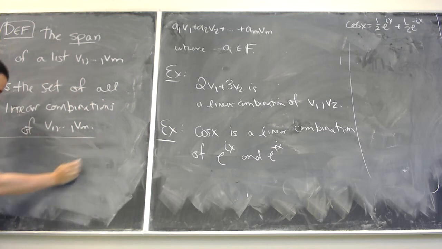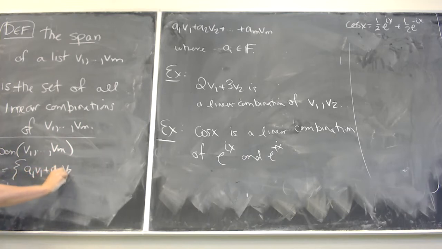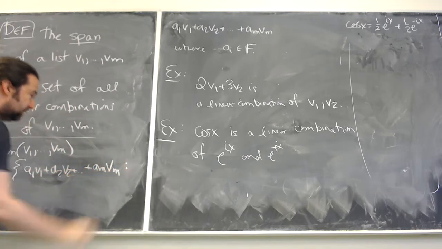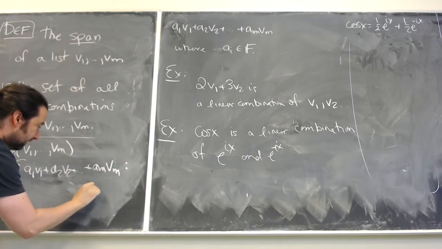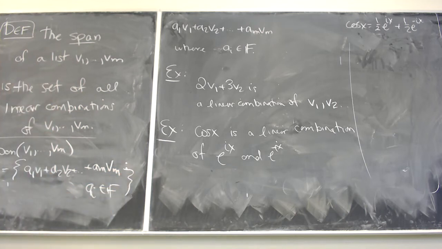It has a special notation: span of v1 up to vm. If I want to write it in set builder notation, it looks like the set of all objects that look like a1 v1 plus a2 v2 up to am vm, where all of the ai come from the field. It's the set of every possible thing that looks like this.